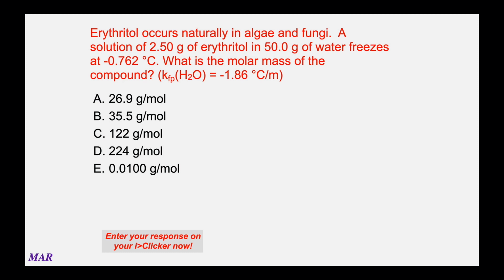But anyway, you'll solve for the molality, the moles per kilogram in this solution. You can multiply by the kilograms of water. So 50 grams divided by 1,000, 0.0500 kilograms. That'll give you the moles of erythritol. And then grams per mole, 2.50 grams divided by the moles of erythritol we just calculated is going to give you the answer.